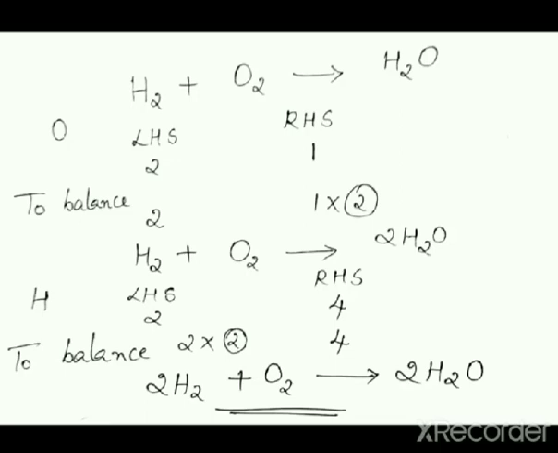Again, after writing this equation, check the number of atoms of hydrogen and oxygen. 2H2 means 4 atoms of hydrogen. 2H2O, 2 into 2, 4 atoms of hydrogen. So now we get 4 atoms of hydrogen on both sides of the equation. Similarly, check the number of atoms of oxygen. O2, 2 atoms of oxygen, and with water 2H2O, we have 2 atoms of oxygen. So the number of atoms of oxygen is also now the same on both sides of the equation. Thus 2H2 plus O2 gives 2H2O represents the balanced chemical equation.